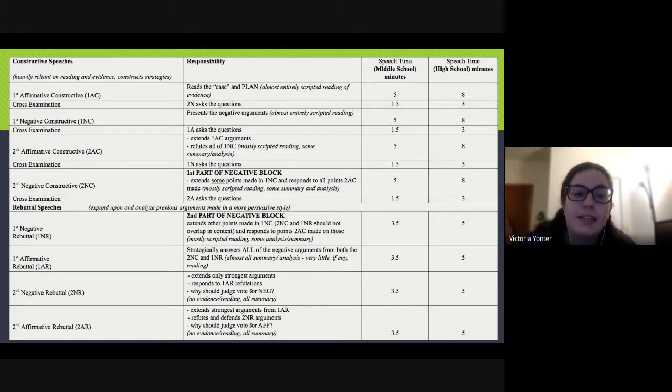And then there's the last negative speech, the 2NR, also as someone who's a former 2A. Wonderful speech. It's really where the negative extends, really focusing on their strongest argument, and tells you why this is the argument you need to vote for as a judge. It responds to the 1AR arguments and asks really, why do you vote negative? There should be no evidence reading. Do not read evidence. Tell your students to never read evidence in the 2NR.